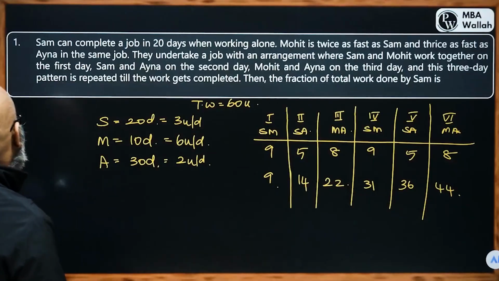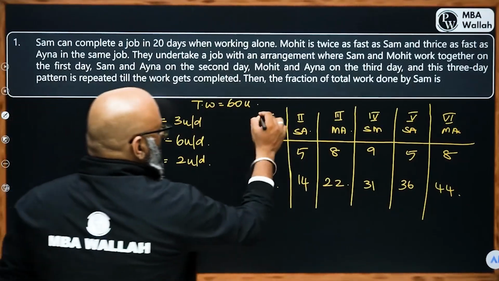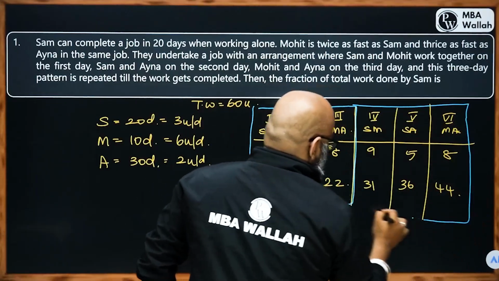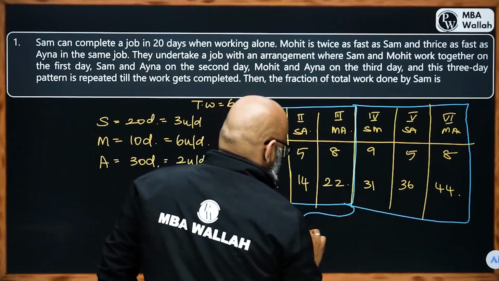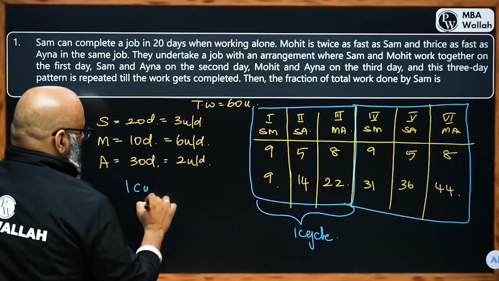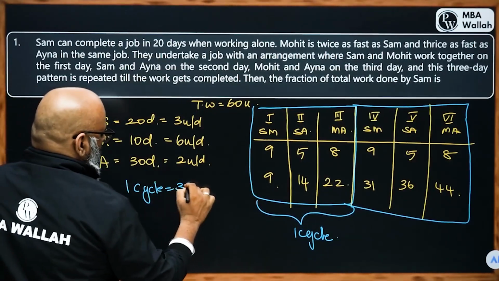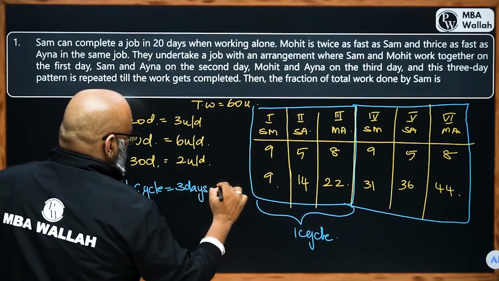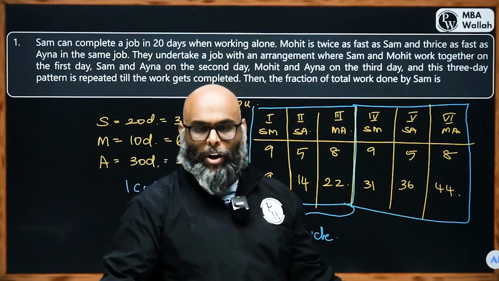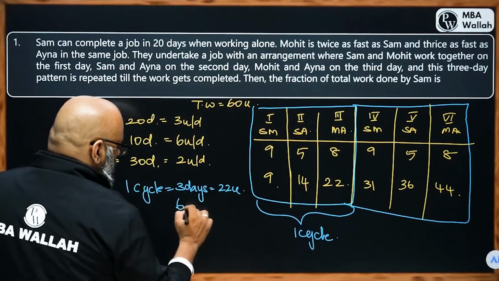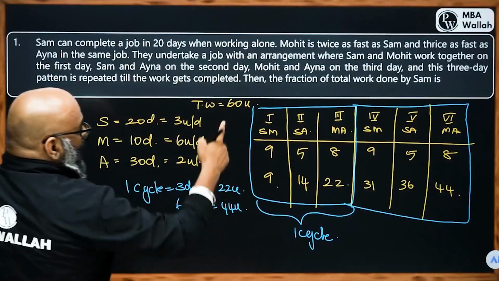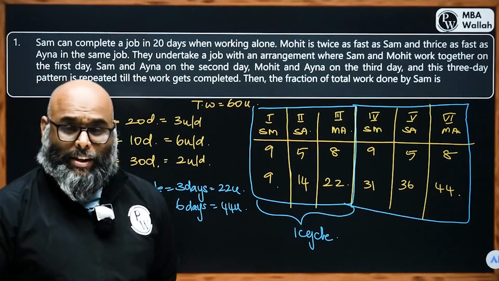Again, I'll notice that for every 3 days, we are forming a pattern here. That's a cycle. So I can say this to be one cycle. One cycle is equal to 3 days here, and that gives me 22 units. For every end of a cycle, I get 22 units. So I put it to 6 days, I get 44 units. And notice that the total work itself is only 60 units.